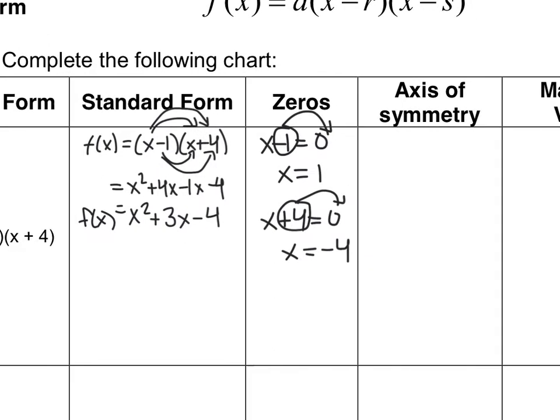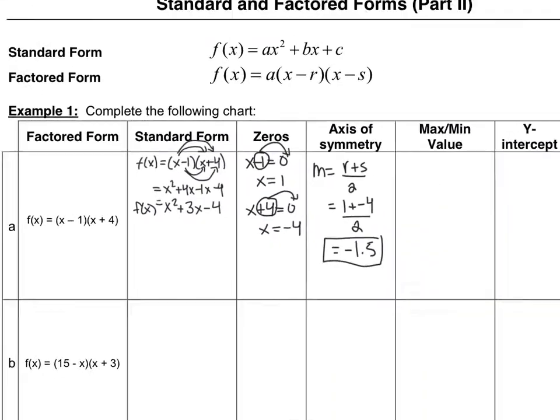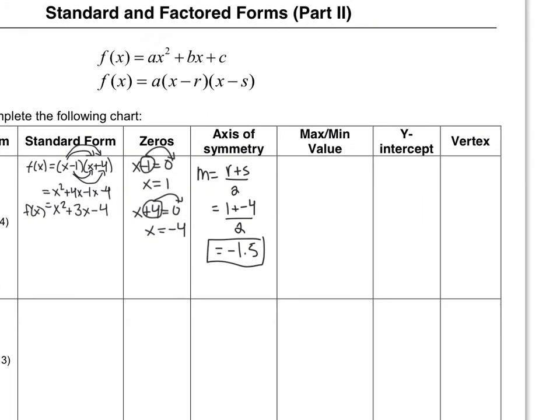Now we're looking at our axis of symmetry, which is our midpoint equation that we learned from the first unit or first lesson. So that's r plus s divided by 2. So we'll do 1 plus negative 4 divided by 2. And we're going to get a not so nice number of negative 1.5, which is my x value in my vertex. So already I can come over to the vertex and fill in what my x value is, negative 1.5.